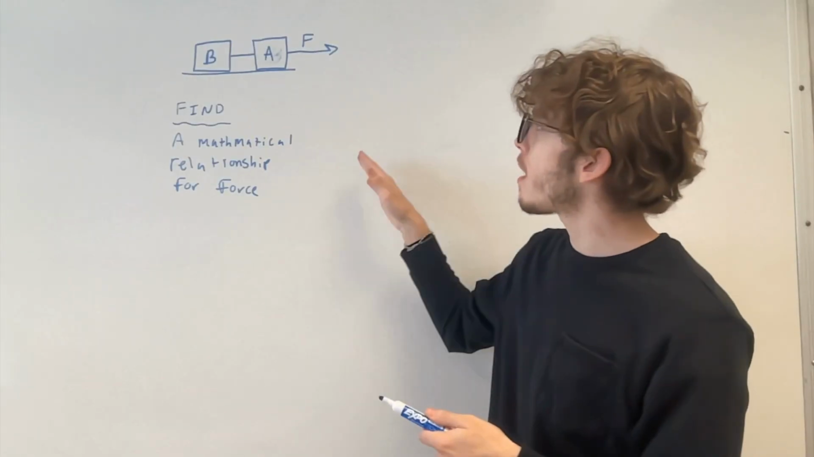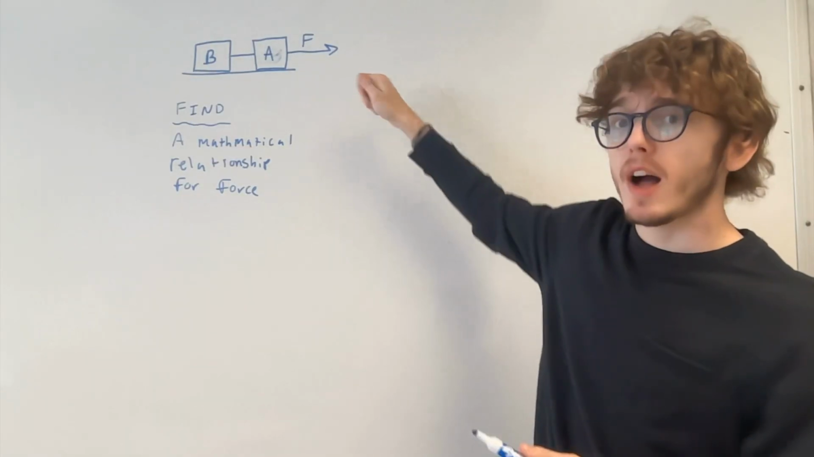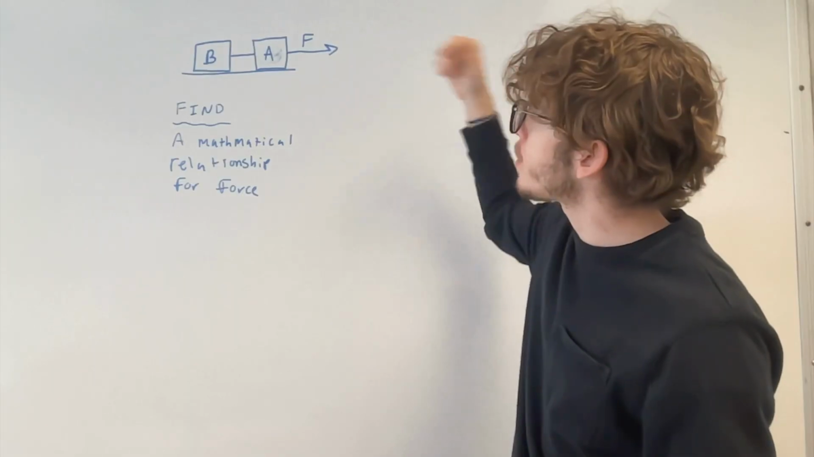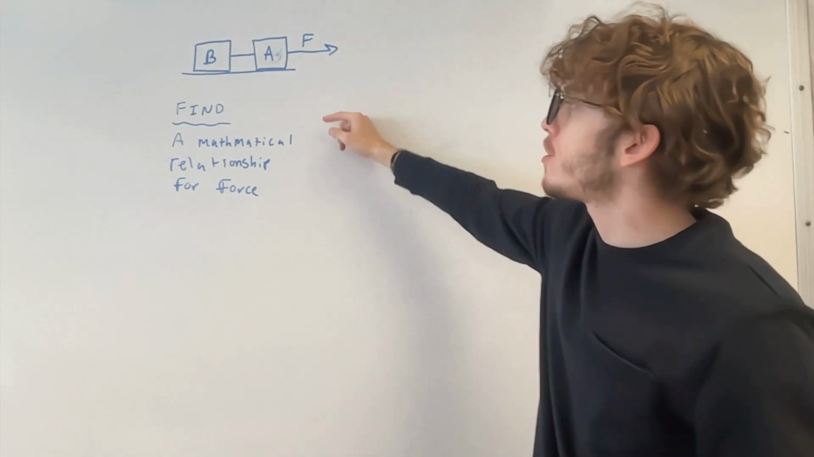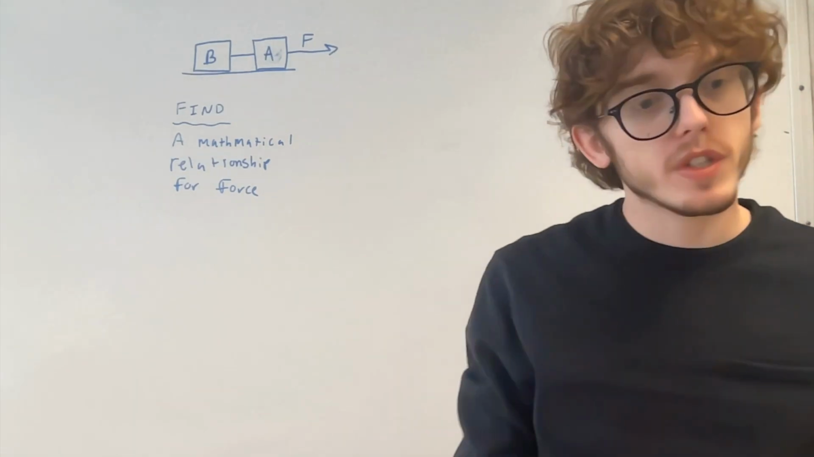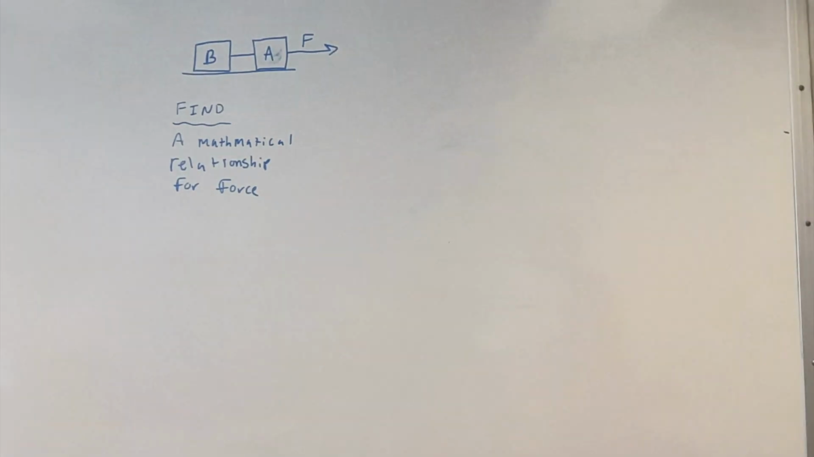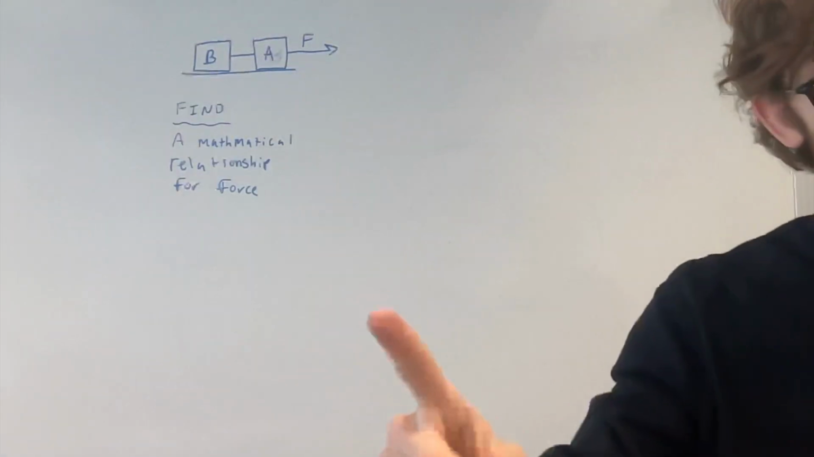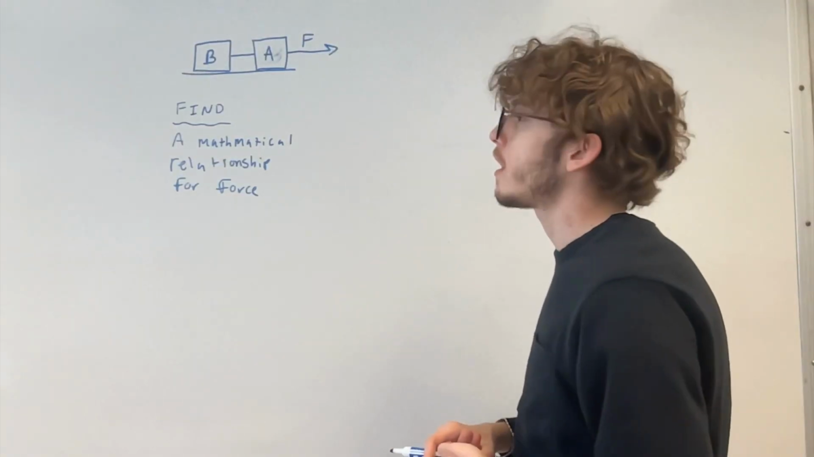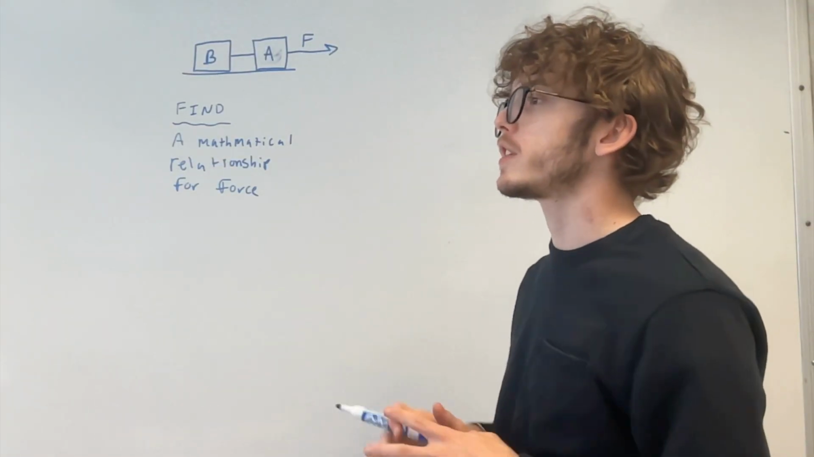Okay, so in this problem here, we have block A. Let's assume we have a string and we're pulling. We're pulling with some force this way. And we are asked to find a mathematical relationship for the force of tension. And so we want to get a mathematical relationship for the force of tension, acceleration, and the overall force. So how can we do this?